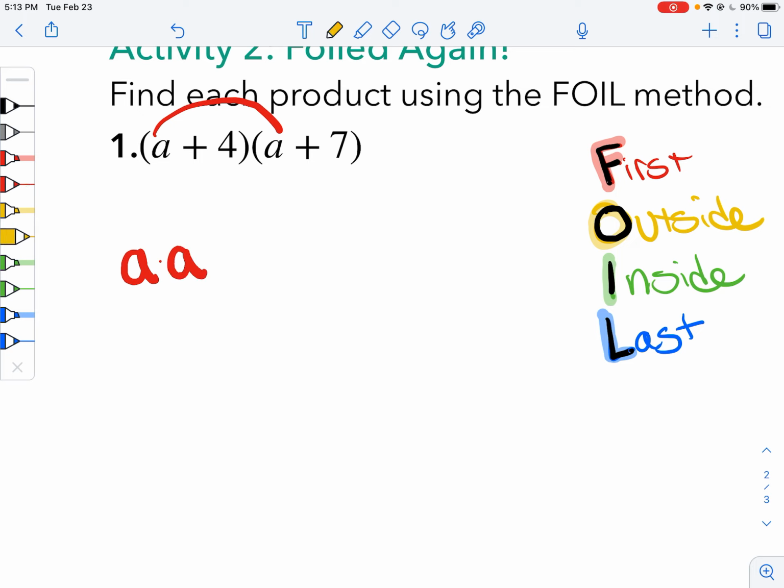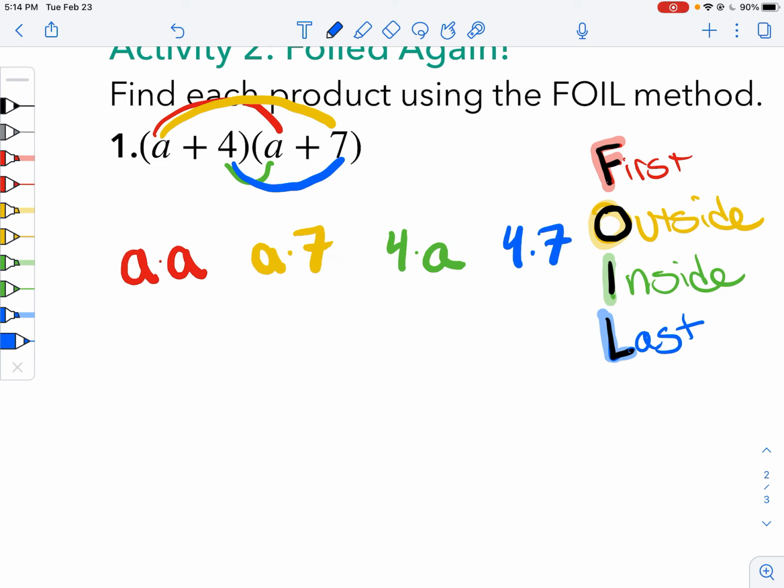And then I need to multiply the outside numbers together, A times 7. The inside numbers together, 4 times A. And the last numbers together, 4 times 7. That's not a 4.7, that's a 4 times 7. And then we add them all up.